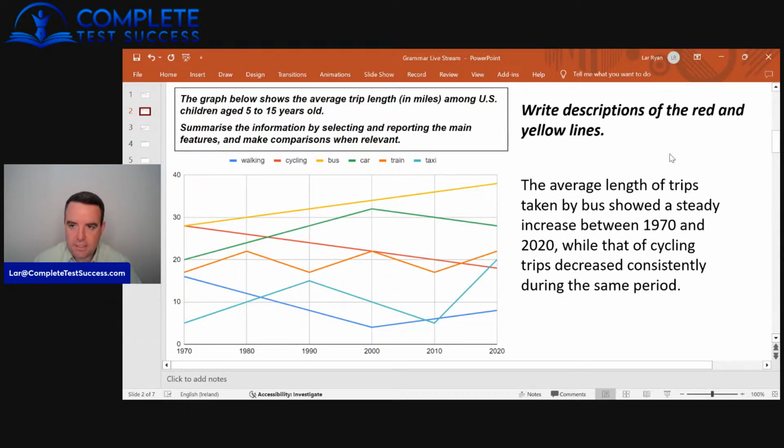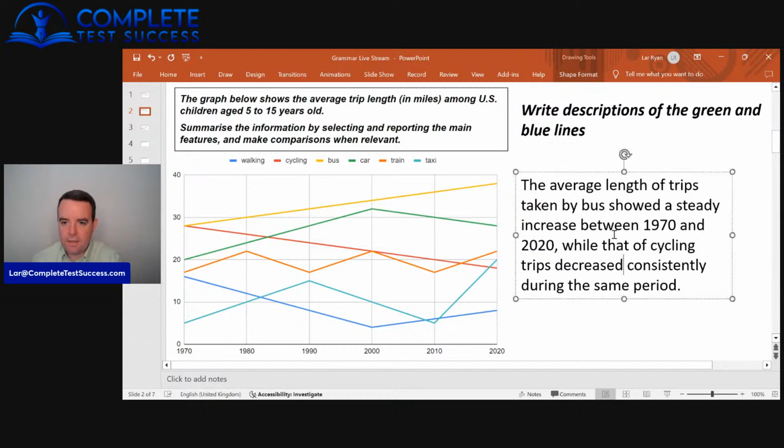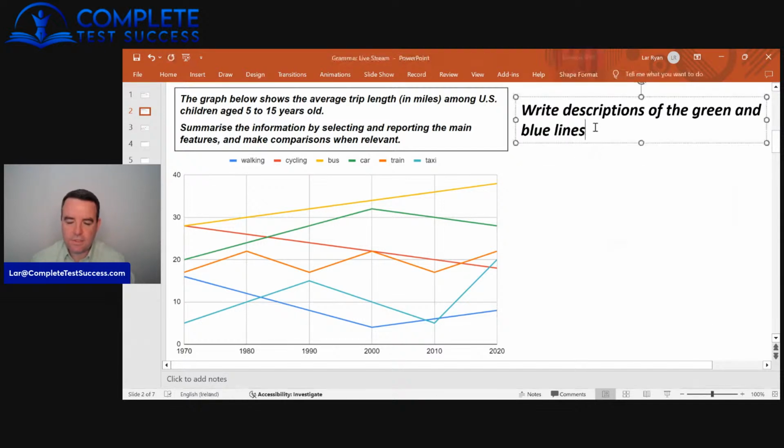This time, let's have descriptions of the green and blue lines. Okay, so again, I'll let you guys write your descriptions. This time you can include the data.